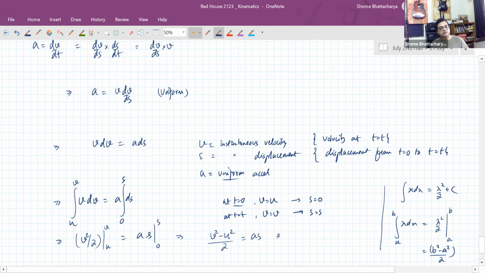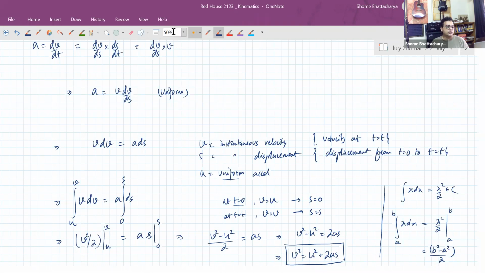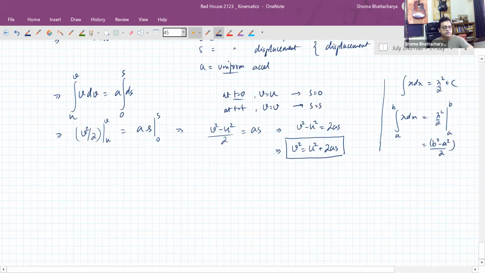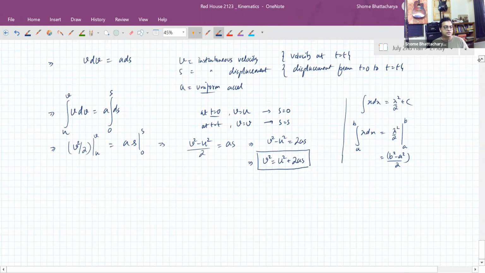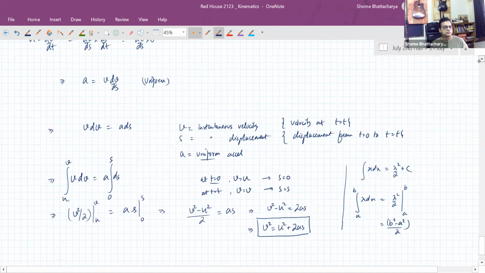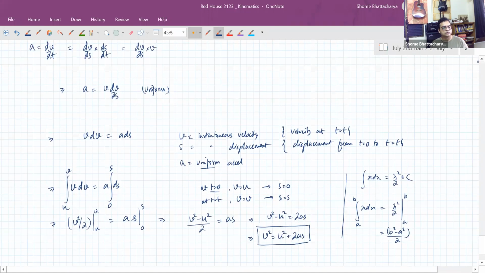Okay. And now rearranging these terms, you will see that you'll get v square minus u square is 2as, or we get the standard third equation. The relationship between instantaneous velocity v and instantaneous displacement s. So again, you can see it's all an application of calculus. In fact, here it is an application of chain rule first and then integration. This is equation 3, which is the relation.